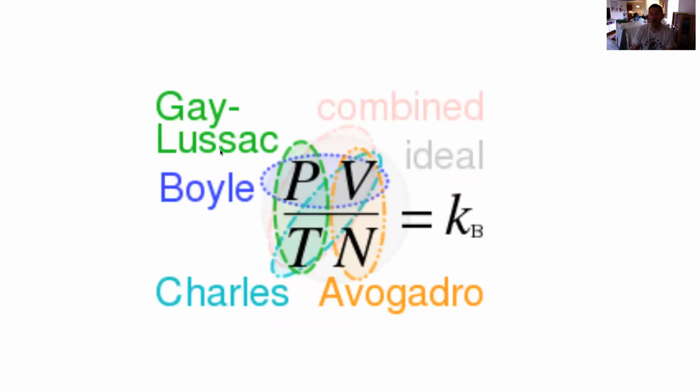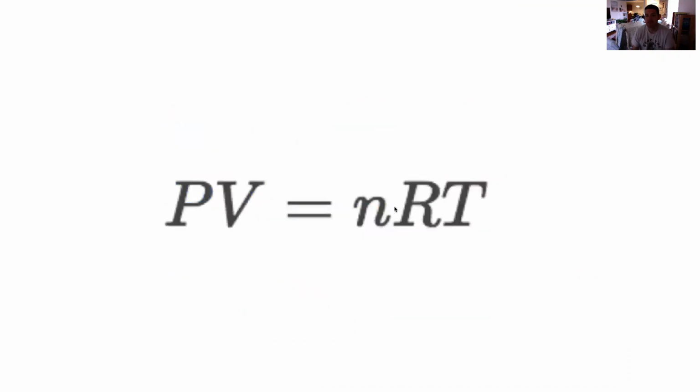If we put all of these laws together, we can kind of mix them up. We can get this equation: PV equals nRT. This is the ideal gas law. This is the top of your knowledge of gases. PV equals nRT. All right.